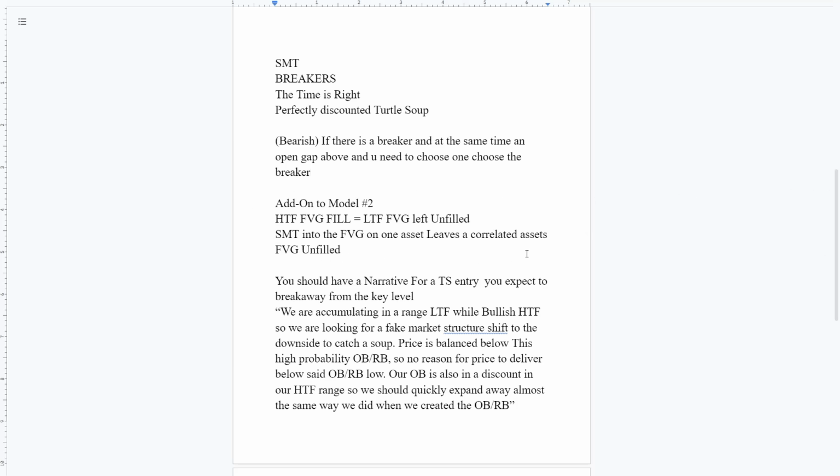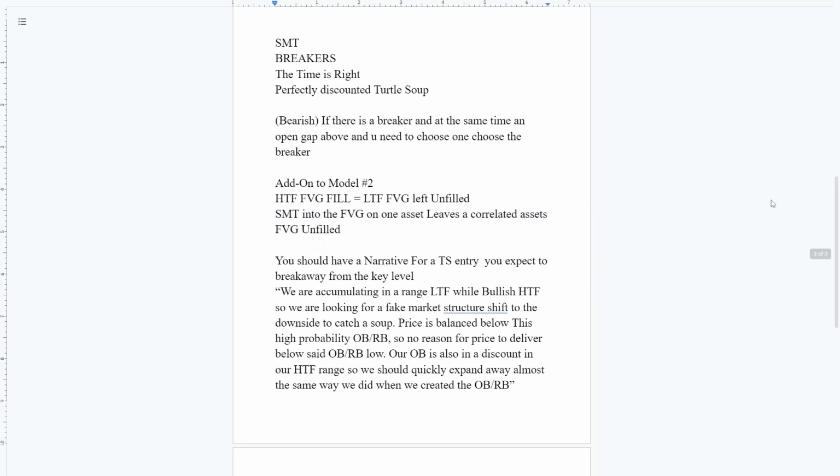You can also add this on to our model 2, which is the high time frame fair value gap fill equals the low time frame fair value gap left unfilled. We're going to see that model in a couple episodes, and we're going to keep in mind all of these when putting it into the model of why fair value gaps get left unfilled. Thinking SMT-wise, we have an SMT into the fair value gap on one asset that leaves the correlated asset's fair value gap left unfilled. You should always have a narrative for your turtle soup entry, especially if you expect to break away from the key level.